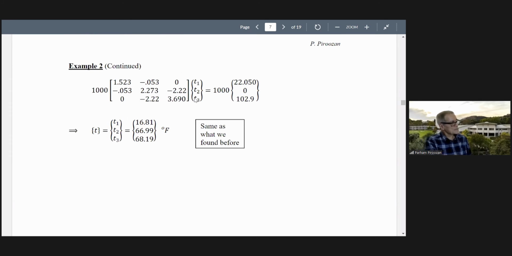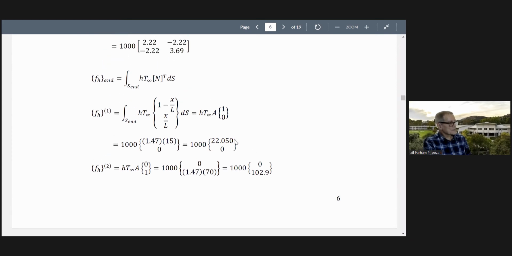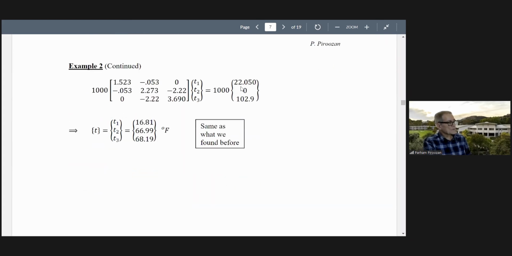This is our element stiffness, global stiffness matrix. 3 nodes, 3 unknowns, and this is our heat flow vector. These are these terms, this and this for element 1, and for element 2, this one. We have already incorporated the boundary condition. You see, these are already boundary conditions that we used convective type elements. So it's already included here. Solving them is the temperature distribution. The same as what we did before.